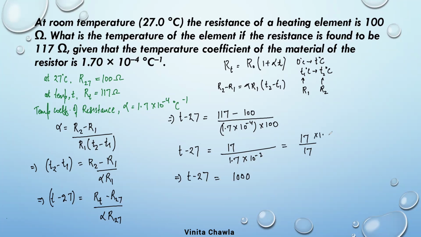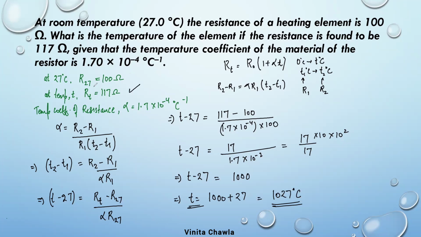So into 10 raised to the power 2, it is 1000. So T is equal to 1000 plus 27, so it's 1027 degrees Celsius. This is the temperature. At this temperature, what is the resistance? 117. At 1027 degrees Celsius, the resistance is 117 ohm. And at 27 degrees Celsius, the resistance is 100 ohm.